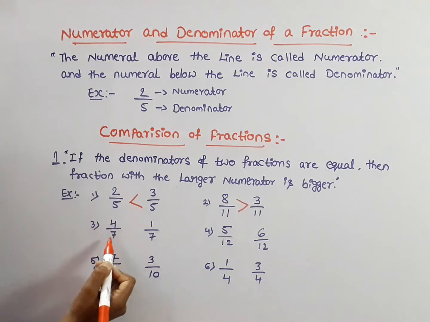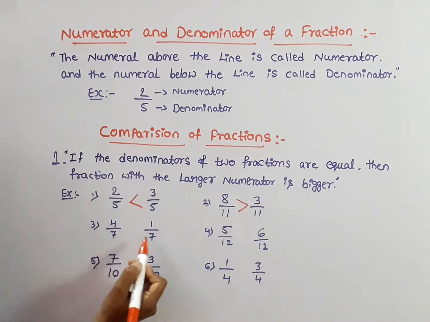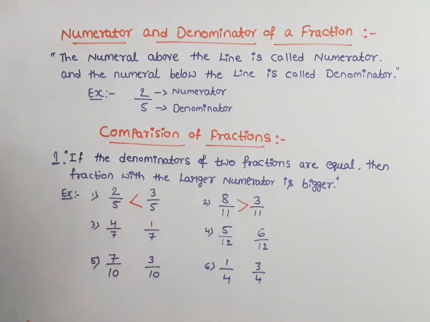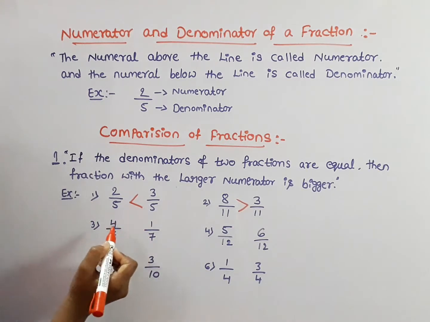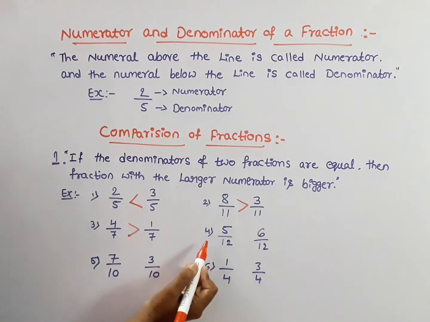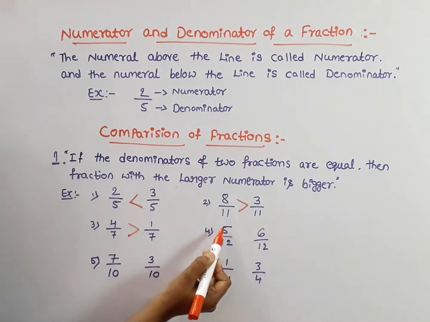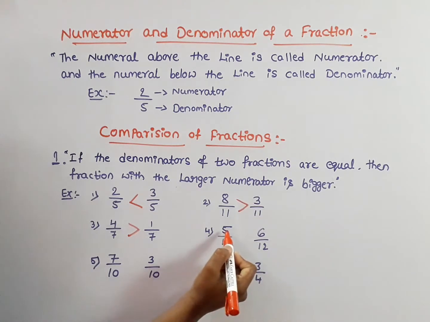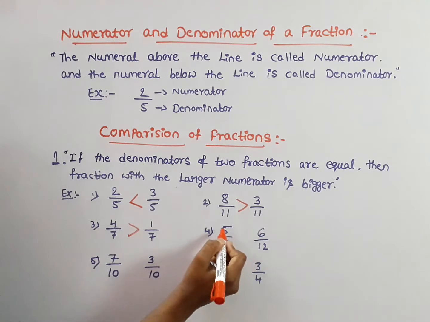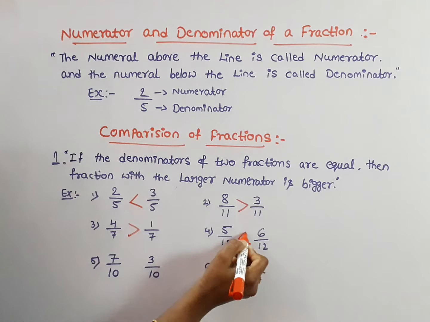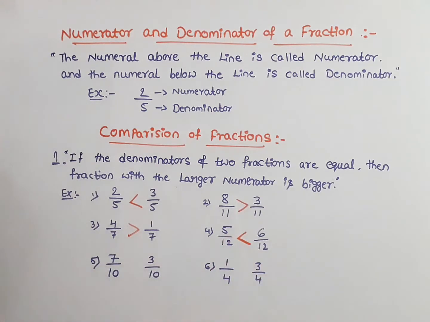Then compare 4 by 7 and 1 by 7. Here also the denominators are equal. So compare 4 and 1. Which one is bigger? 4 is bigger. So 4 by 7 is bigger fraction. Next example. Compare 5 by 12 and 6 by 12. Here also denominators are equal. Then compare the numerator 5 and 6. Which one is bigger? 6 is bigger than 5. So 6 by 12 is a bigger fraction.